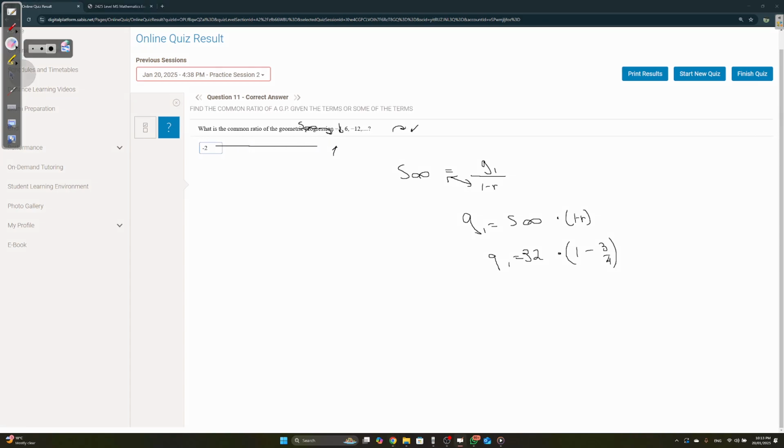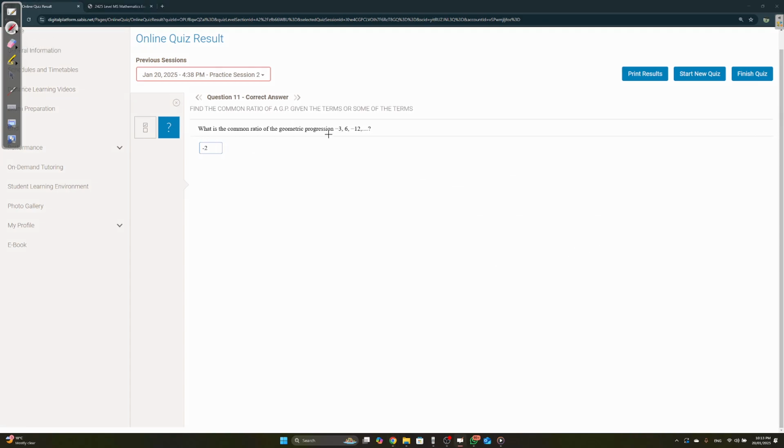Question 11. These questions are very easy. What's the common ratio of the geometric progression? Okay, wow. To find the common ratio given two consecutive terms, you can just divide the second term by the first term, and you get negative 2.